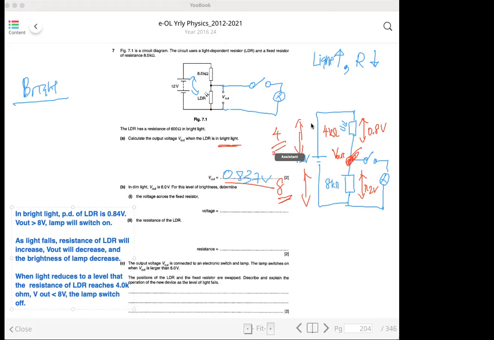Clear? So when this value becomes even bigger, this 4 will drop and this 8 will increase, and then your bulb will actually switch off. Okay, up to here, are you all clear about this?